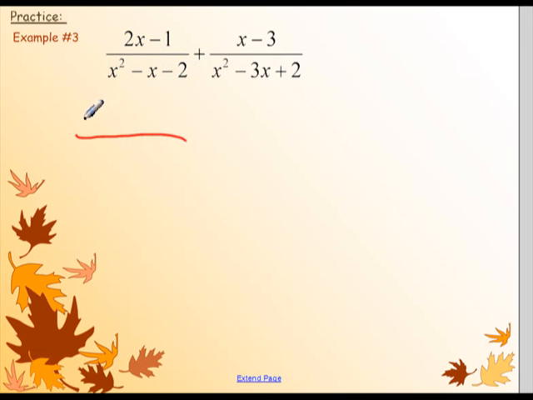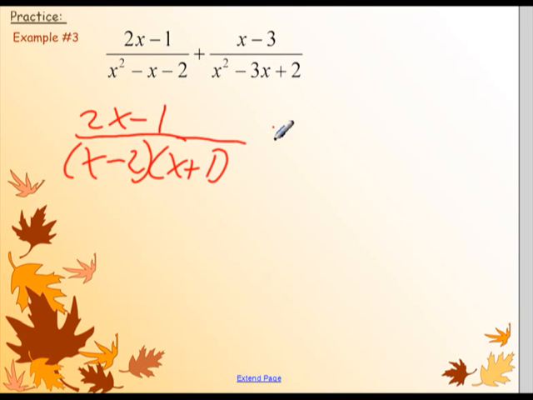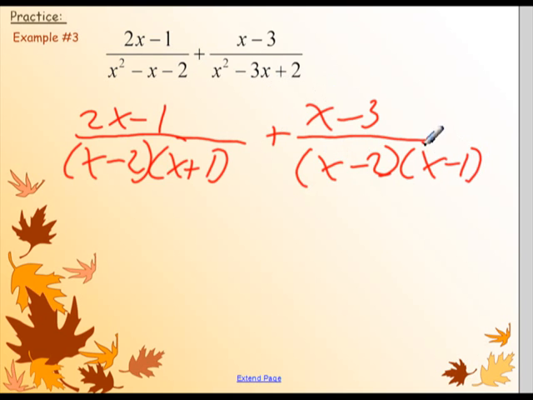Okay, so I'm going to do that. I'm going to leave the top alone for now because I can't do anything until I have a common denominator. So I'm going to factor the bottom of this one, and that's a pretty easy one to factor. That's x minus 2, x plus 1. And then over here on the right, again, I'm keeping the top for now, and I'm going to factor that, and that's x minus 2 and x minus 1.